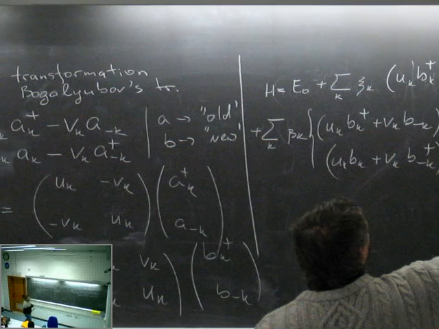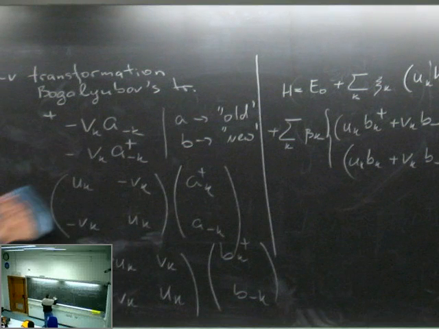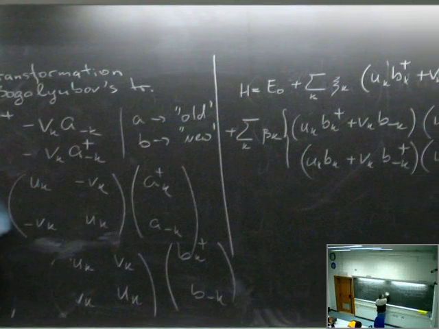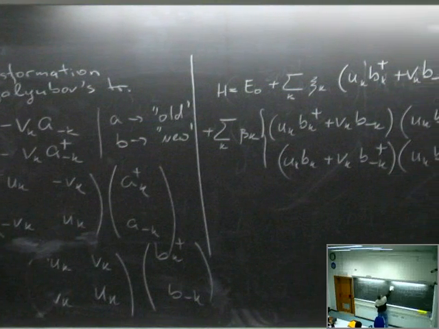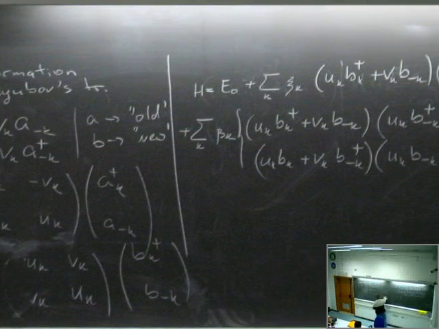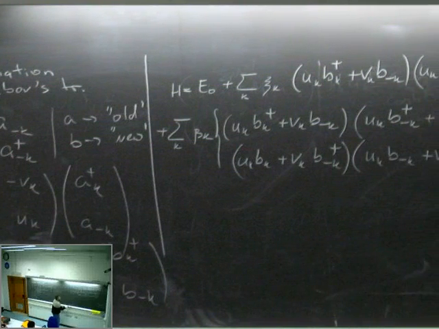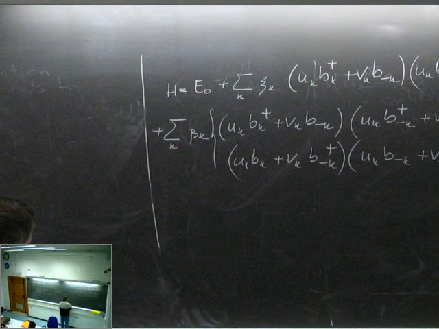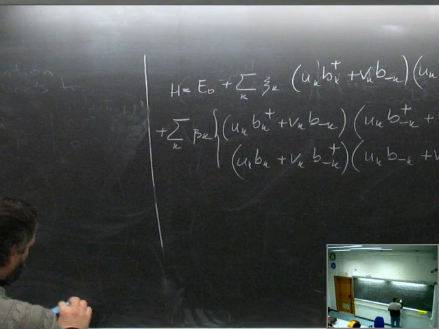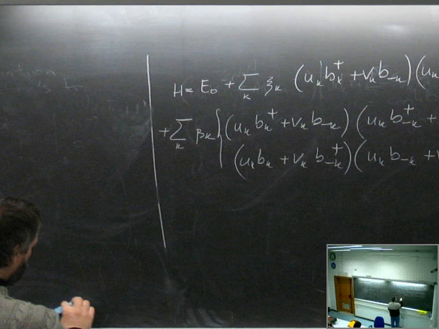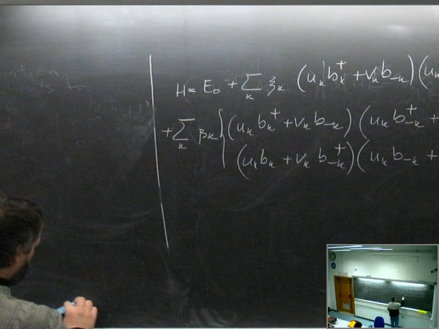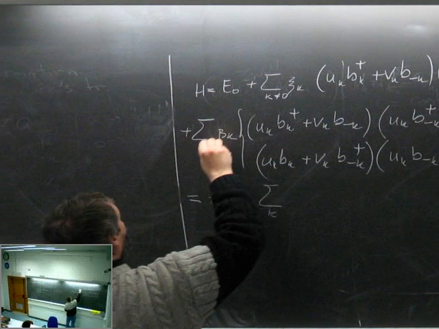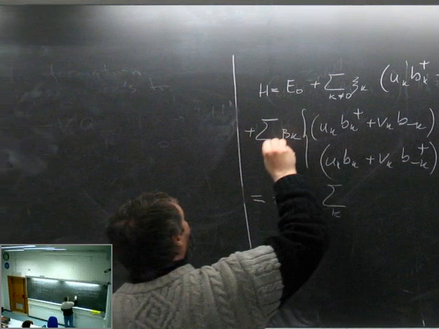Okay? So I have almost everything. I have now to collect terms with the same structure, and then request that the off-diagonal part is equal to 0. So it is equal to E node plus sum over K. And everywhere I put sum over K, it's sum over K not equal to 0.